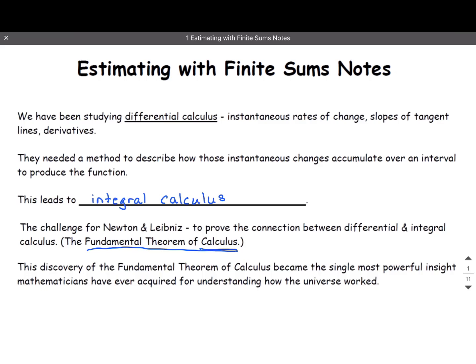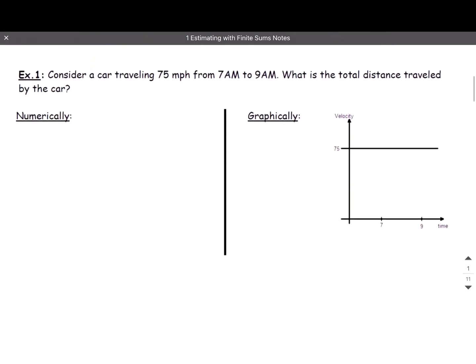But this discovery of the fundamental theorem of calculus became the single most powerful insight mathematicians have ever acquired for understanding how the universe worked. Think of the power of that statement and how powerful that fundamental theorem of calculus is. And that is where we're headed. So we're going to start very simply.